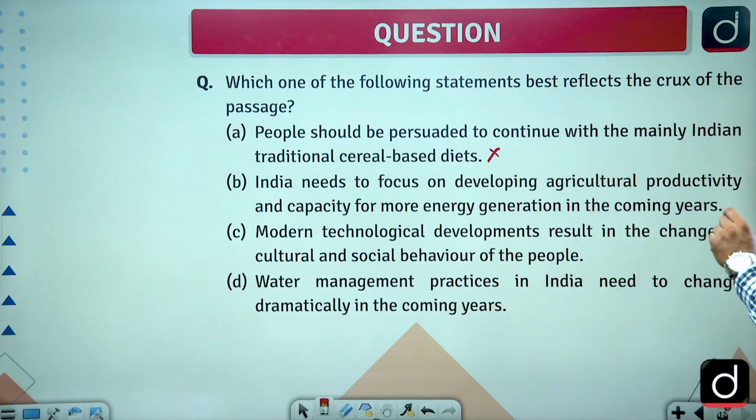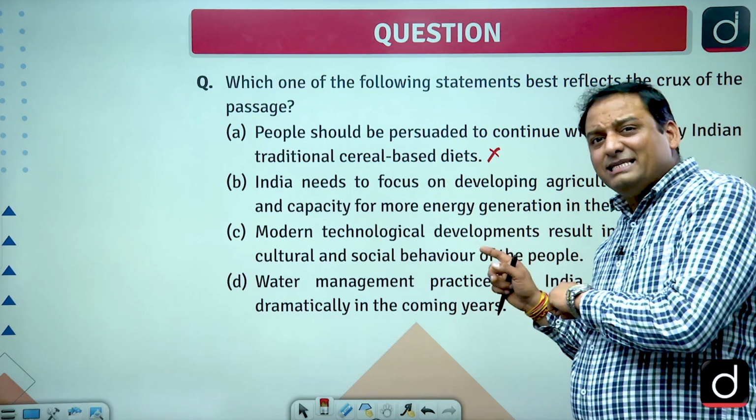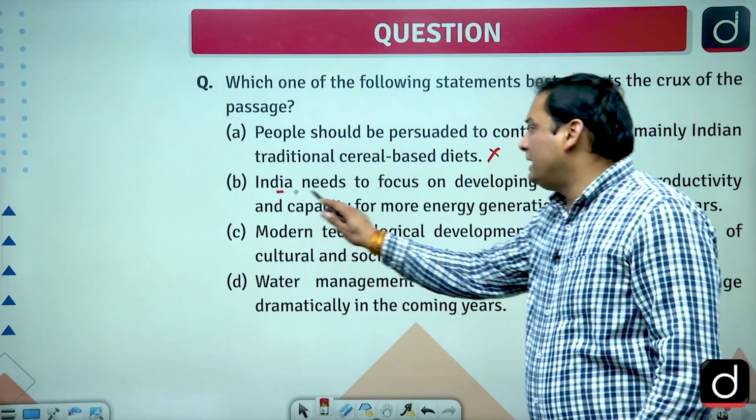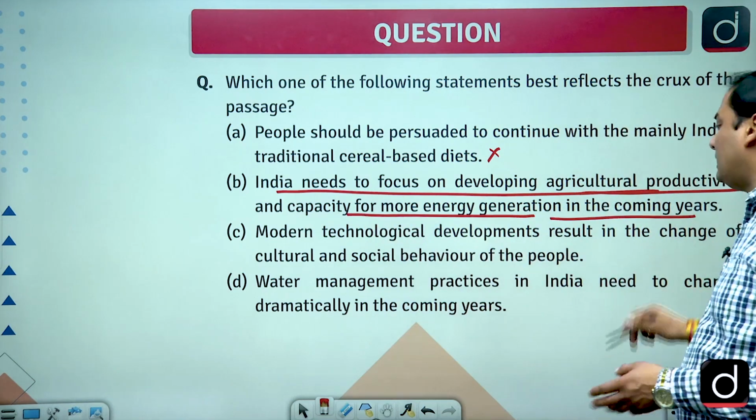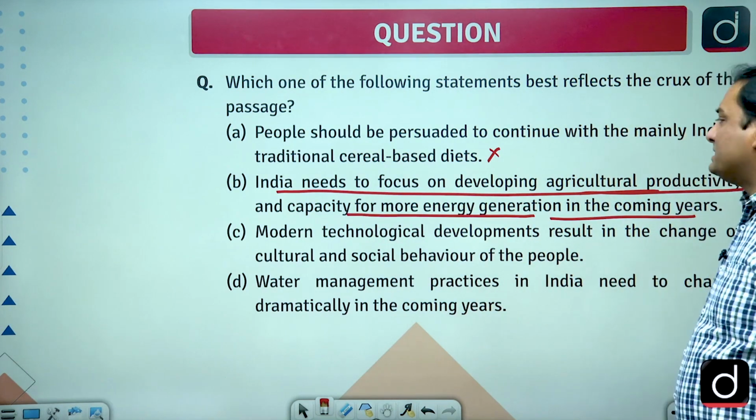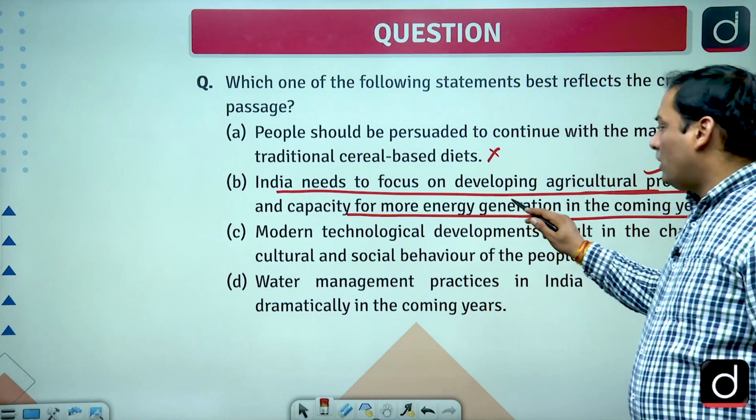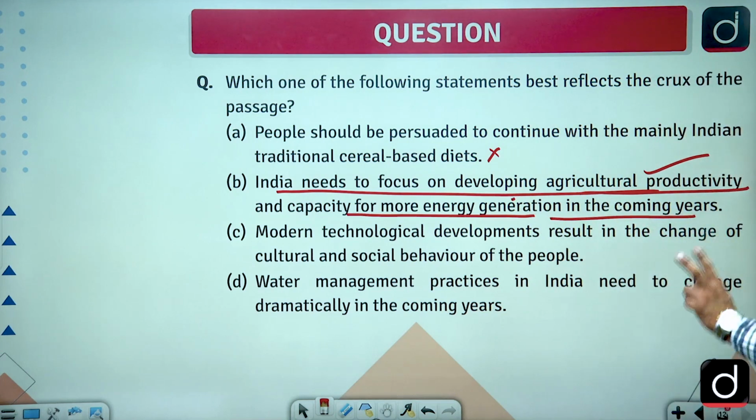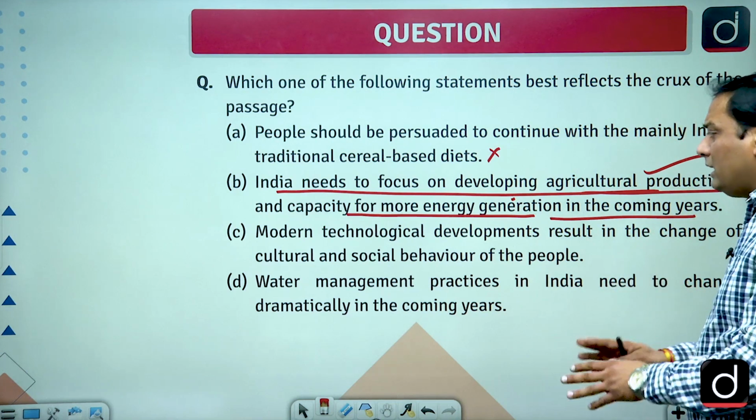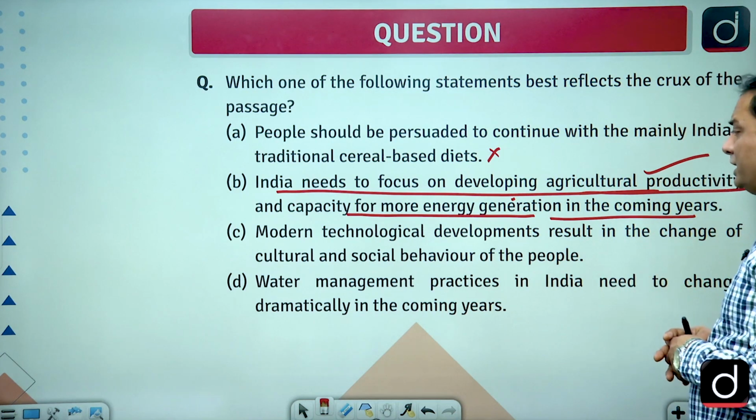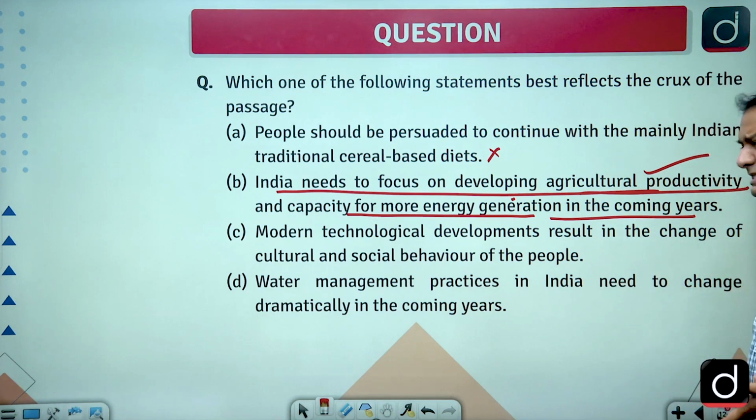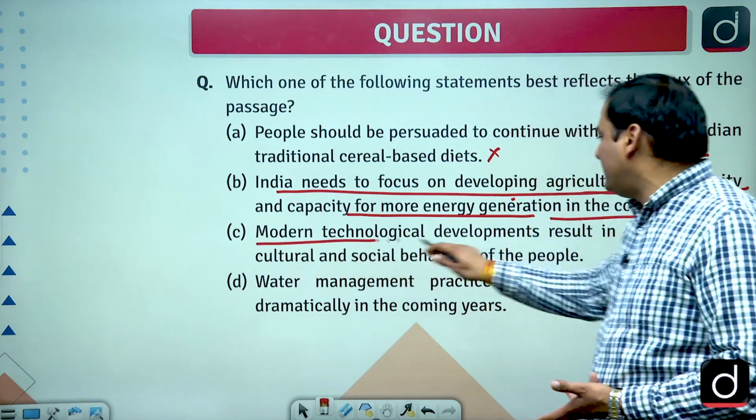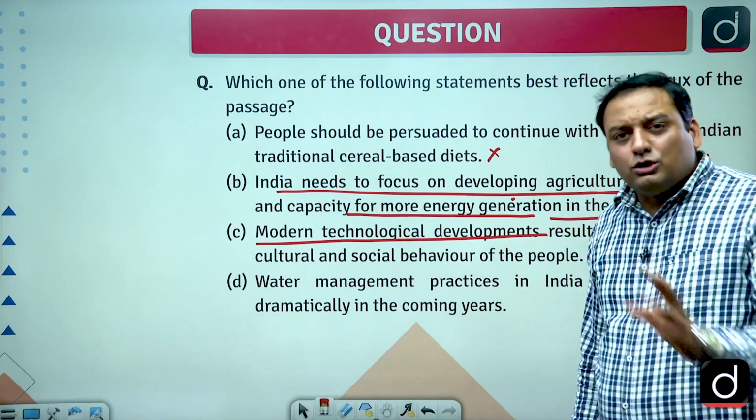India needs to focus on developing agriculture productivity. The passage is saying in these lines. No, the passage is not saying producing or developing agriculture productivity or capacity for more energy generation in the coming years. Passage is not emphasizing what? Agriculture productivity or energy consumption. It is not emphasizing. Now the third thing is there. Modern technological developments result in the change of the cultural and social behavior of the people. So the passage is talking about modern technological developments? No. The passage is not talking about.